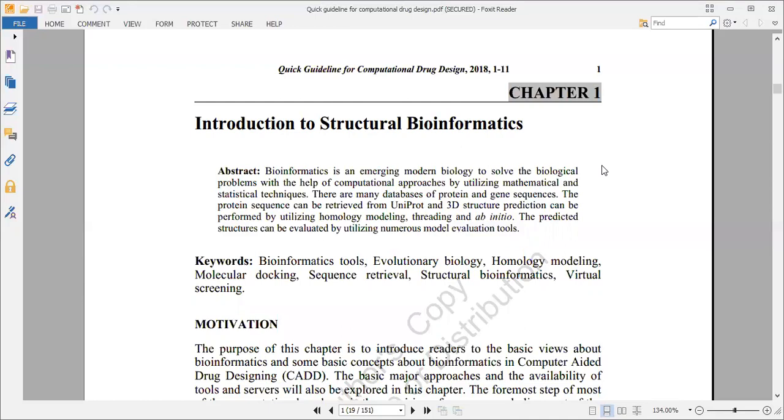There are so many branches of bioinformatics, as every field or domain usually has. In this book we will focus on structural bioinformatics, like we have structural biology in the domain of biology, in which we just study the structures of biology.